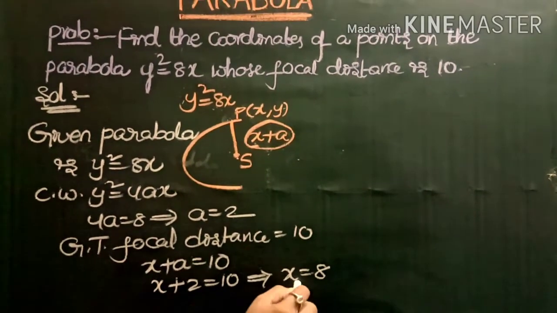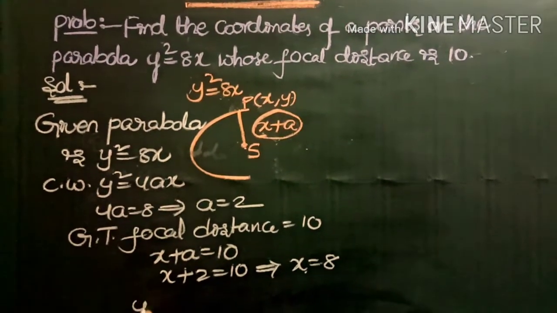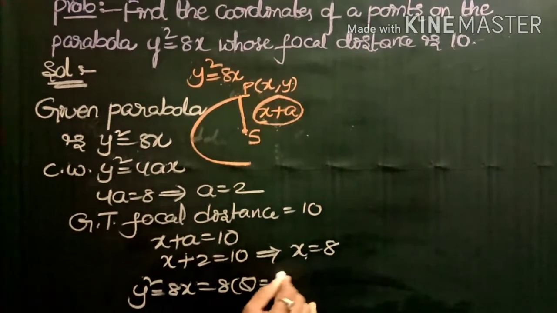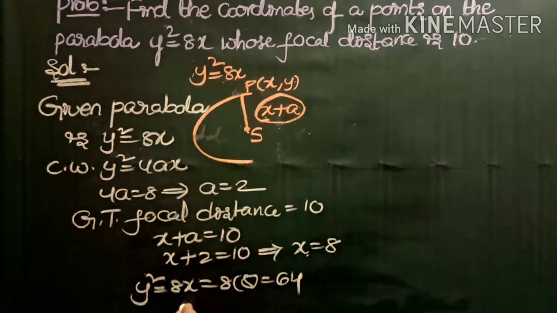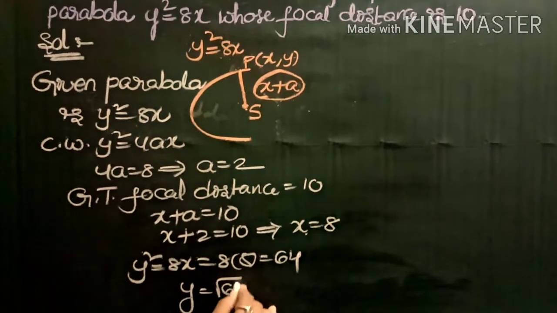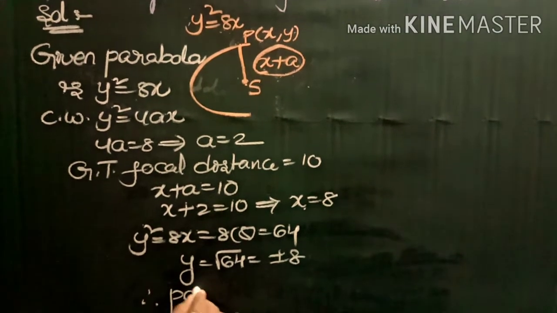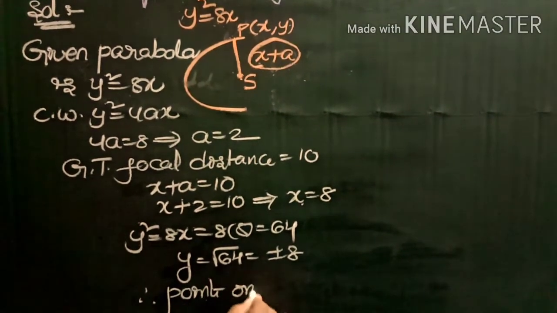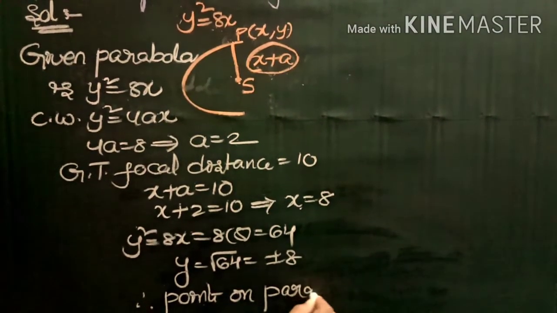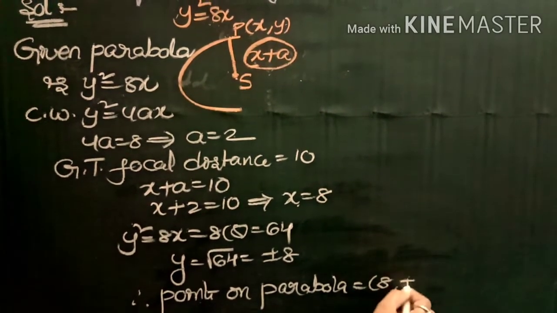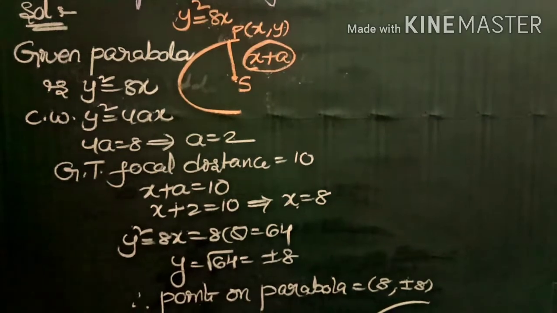Now we are replacing this x is equal to 8 value in the parabola. y square is equal to 8x, that is 8 into 8 equal to 64. So y square is equal to 64 means y is equal to root 64, that is plus or minus 8. Therefore the points on the parabola are x comma y, 8 comma plus or minus 8. That's all.